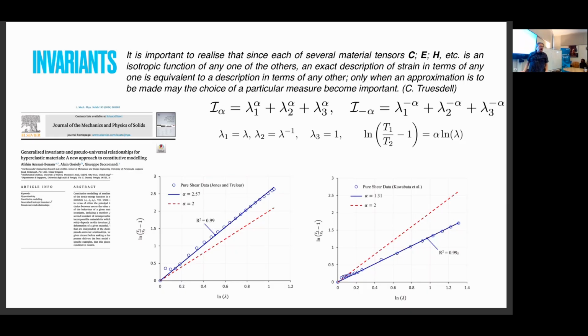When you use invariance, I told you that any symmetric choice of lambda 1, lambda 2, lambda 3 gives an invariant. These are some symmetric choices, but you can change the symmetric choice. There are many. And then Truesdell says, it's important to realize that since H of several material tensors is an isotropic function of any one of the others, an exact description of strain in terms of any one is equivalent to a description in terms of any other.